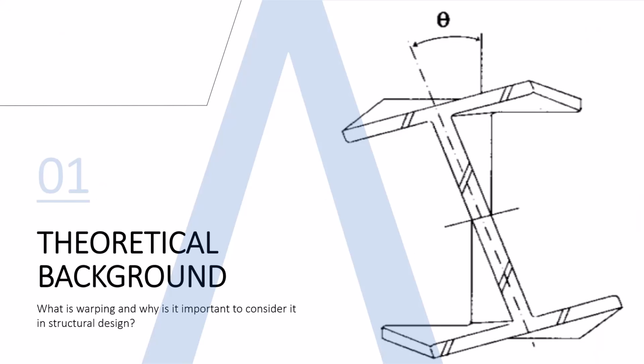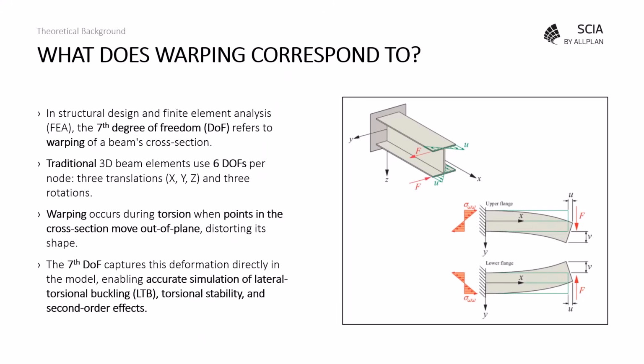So let's start with the theoretical background. What is warping and why is it important to consider it in structural design? So in structural design and finite element analysis in general, the 7th degree of freedom refers to warping of a beam's cross-section. So you can see it on the right side here. You can notice that the upper flange and the lower flange of the member do not displace in the same direction. So you see this distortion happening between those two flanges.